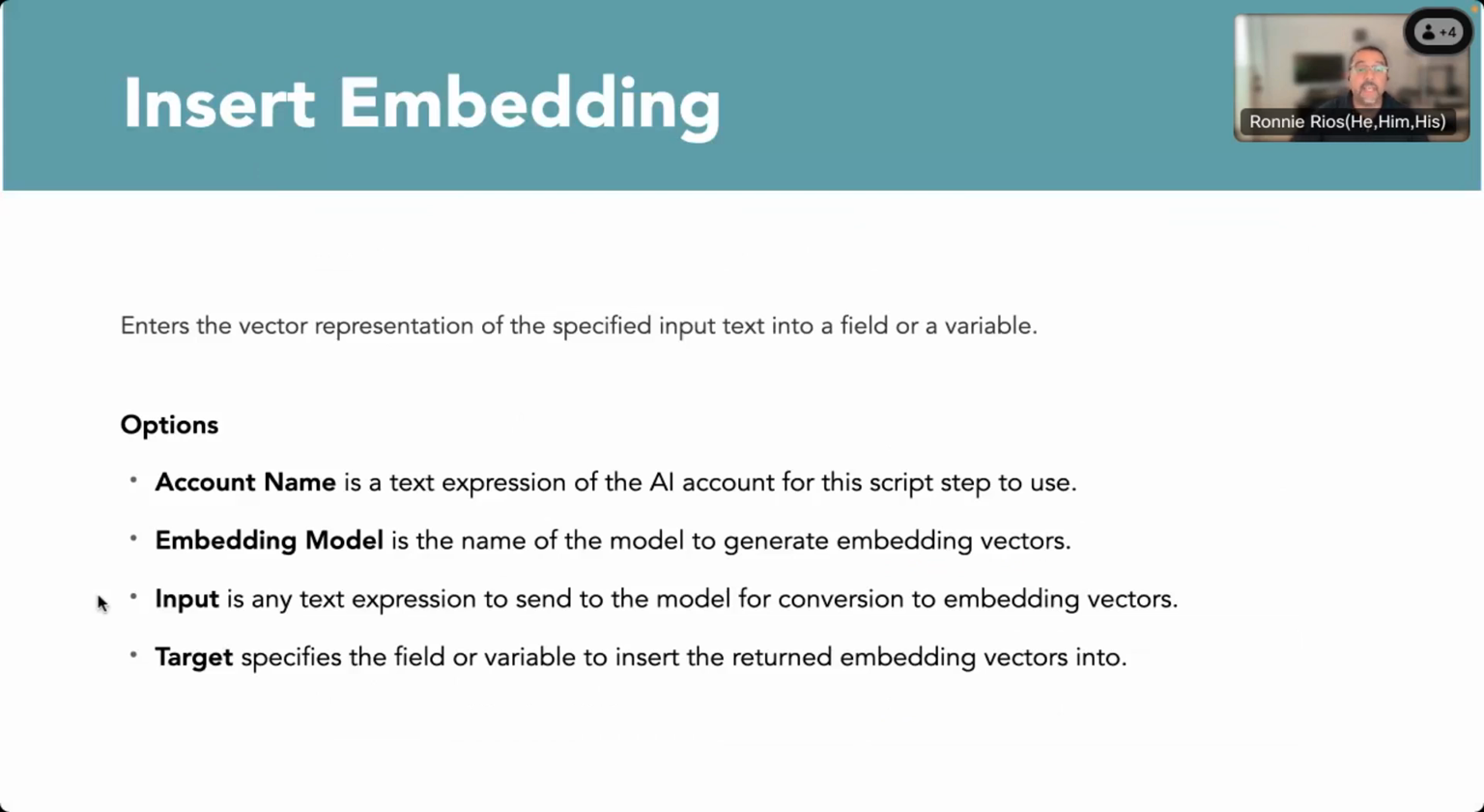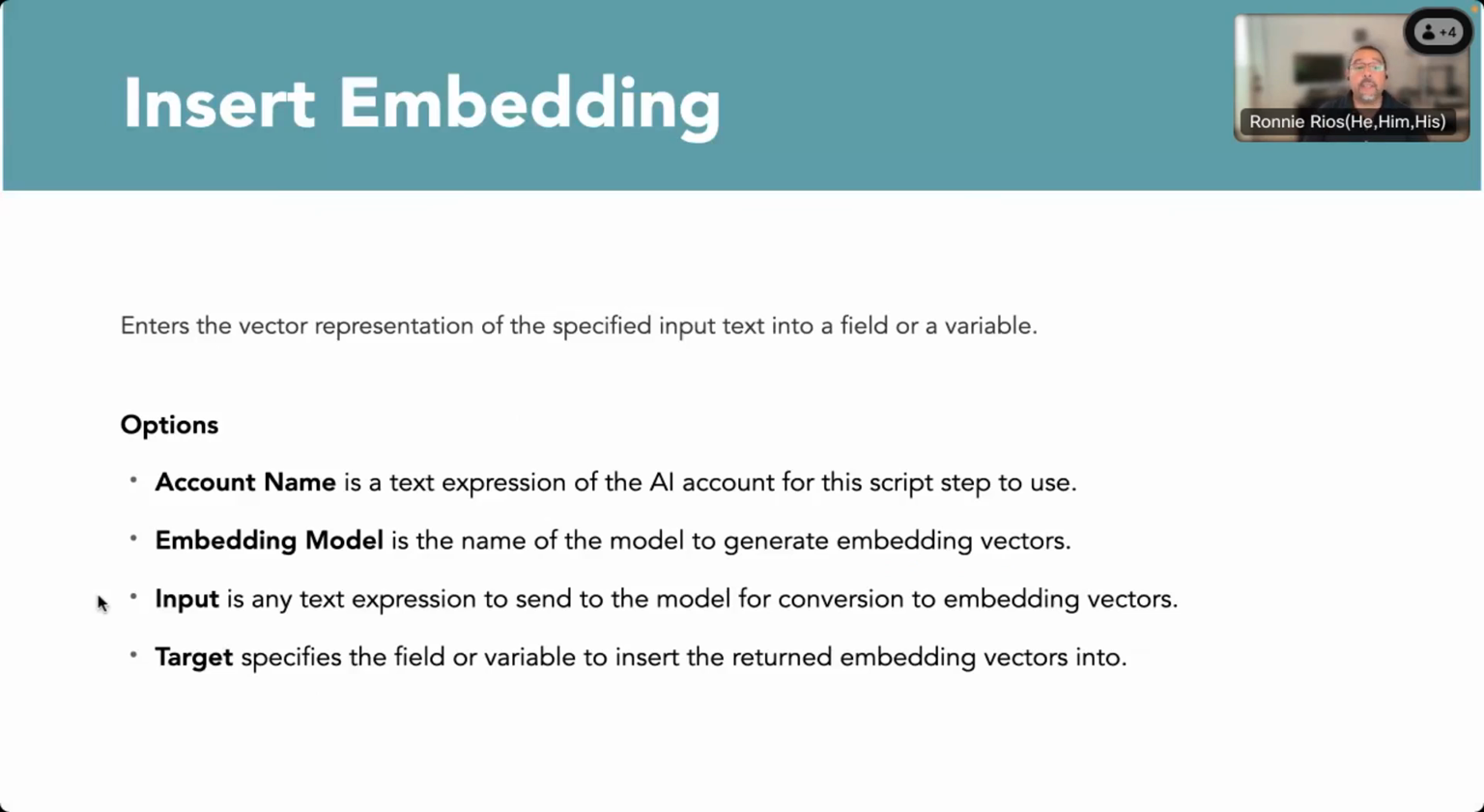Next, you've got the input. And this is the text expression, right? It's a calculation. And this is what's going to be sent over to the model to be converted into a vector embedding. So this is what you're going to be converting to a vector embedding that you want to be searching for later on.